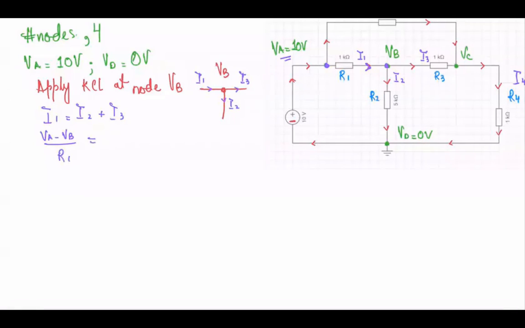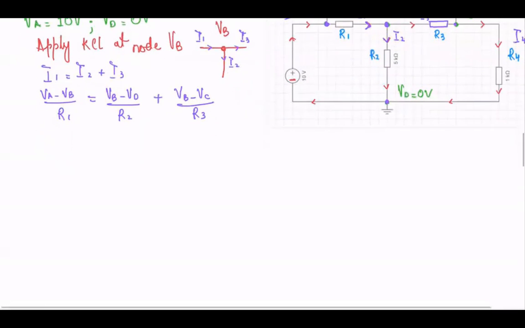Let's now move on to I2. I2 is over here, so the potential difference is VB minus VD, that would be the voltage across R2, so VB minus VD over R2, plus I3. I3 is the current across this resistor, right? So the potential difference between VB and VC is the voltage across R3, over R3, okay?